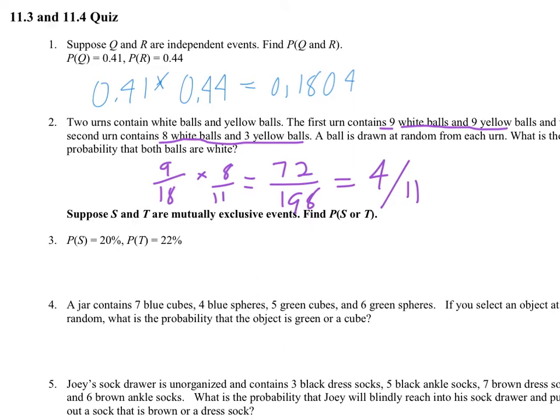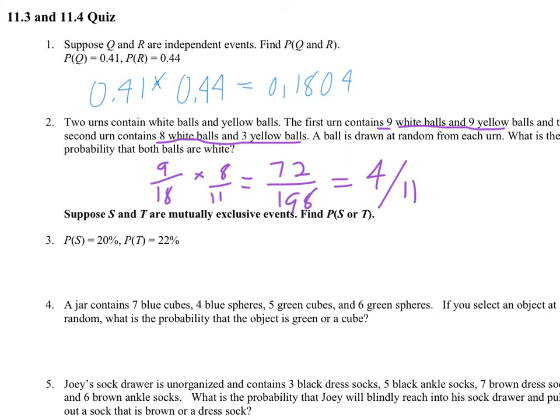Next one, we know that S and T are mutually exclusive events. Find the probability of S or T. So all we do then is add those together. This one's written as a percentage, so we could just do 20% plus 22%, and we get 42%. It's as simple as that.